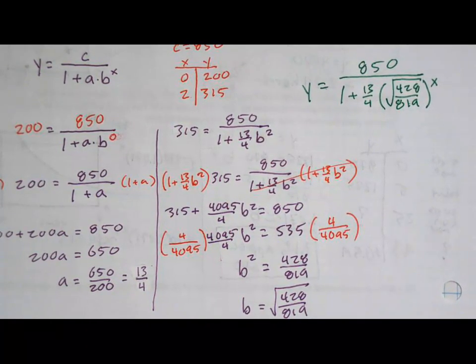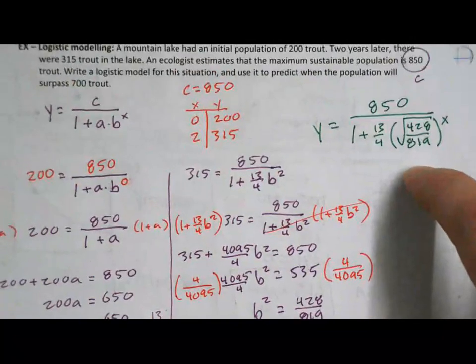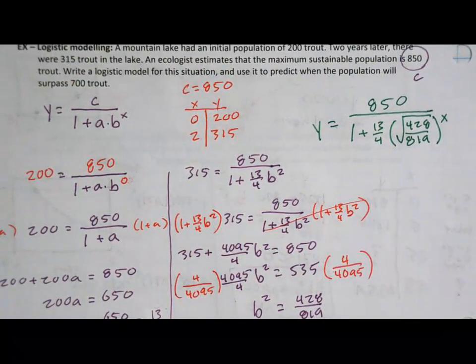So this got messy, but not terrible. Now, we didn't answer the question. How would we answer the question? Well, I'd graph this, and I'd graph that line y equals 700, and I'd see where they intersect. Okay, so we know how to do that. We've done that 3 times today.